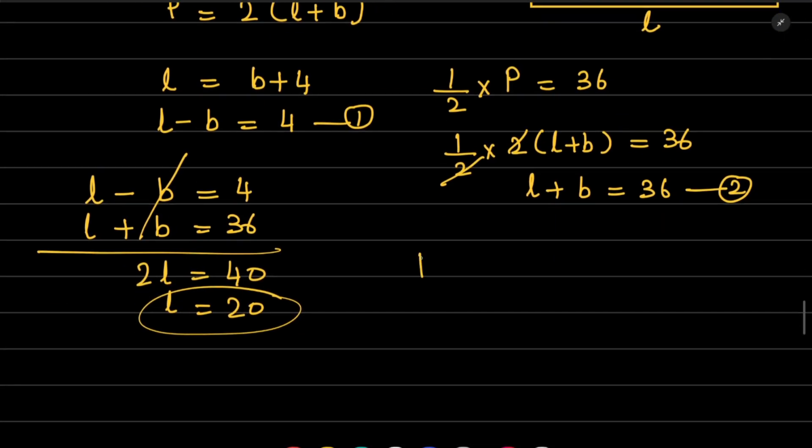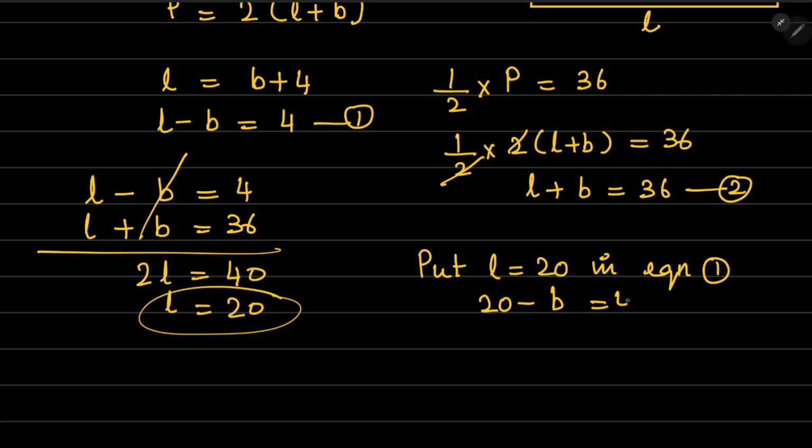Just put in any of the equations. So let's put L equal to 20 in equation 1. So what do you get? 20 minus B equal to 4, minus B equal to 4 minus 20, which is nothing but minus 16. Therefore, B is equal to 16.